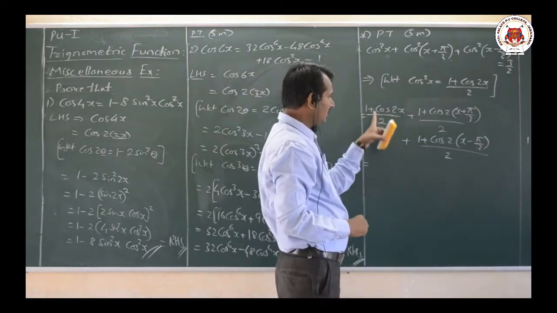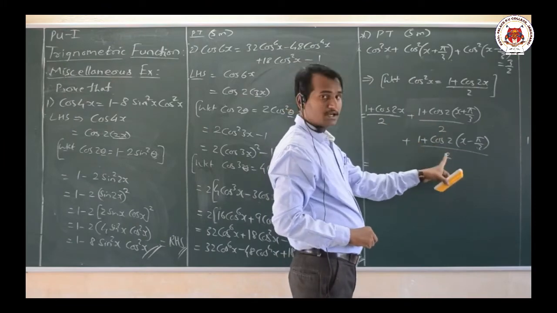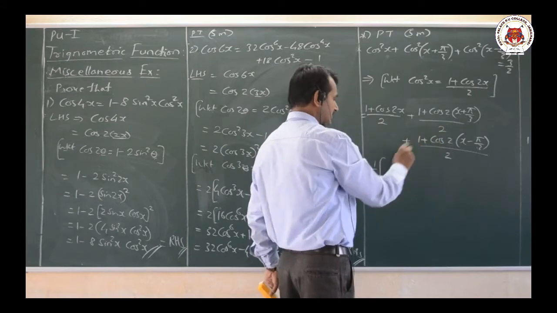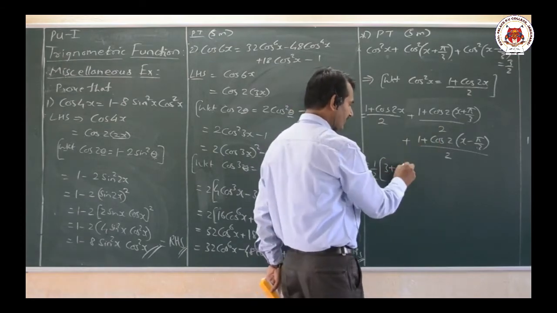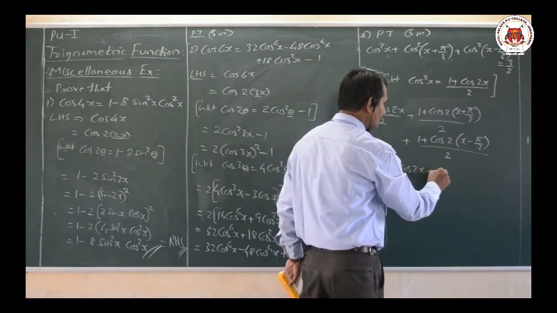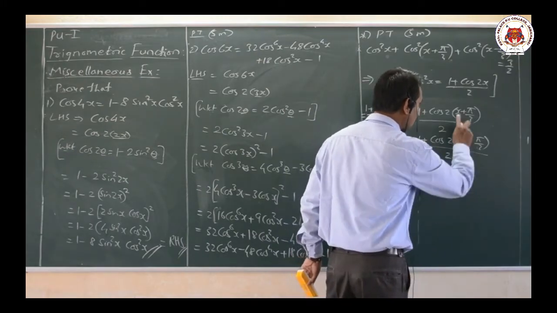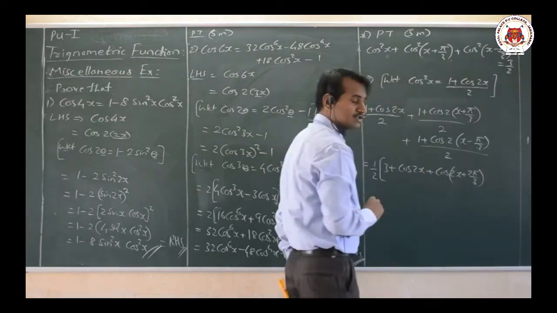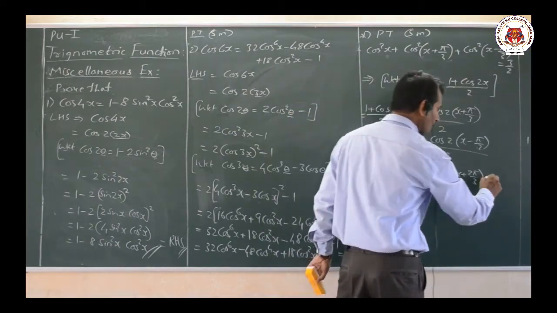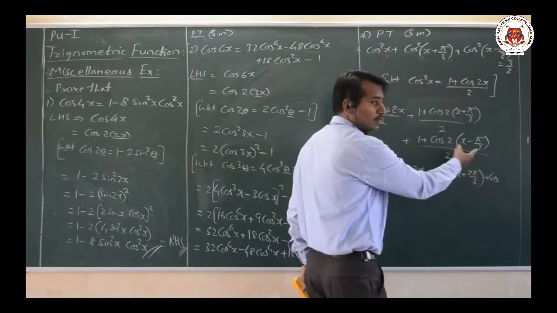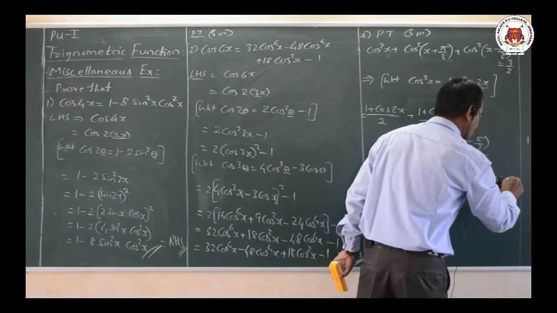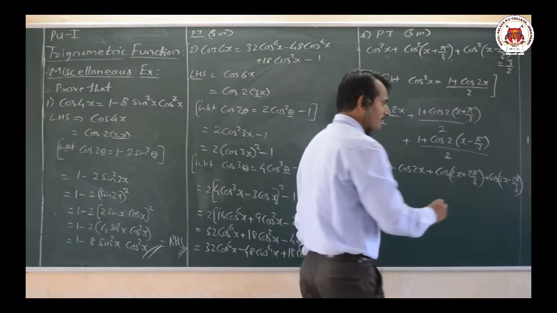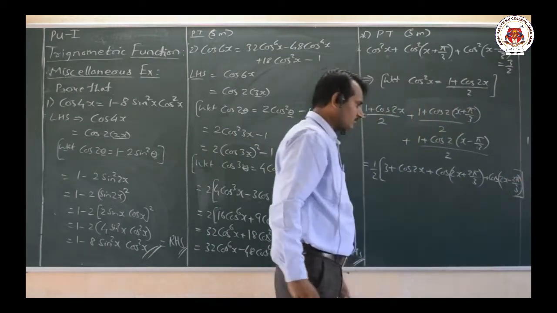The next part, here I can take 1 by 2 common outside: 1 by 2 into bracket 1 plus 1 plus 1, that is 3, plus the remaining part, cos 2x plus cos (2x plus 2 pi by 3), dear students, and at last plus cos (2x minus 2 pi by 3). This is one thing. Now here, how can we solve?